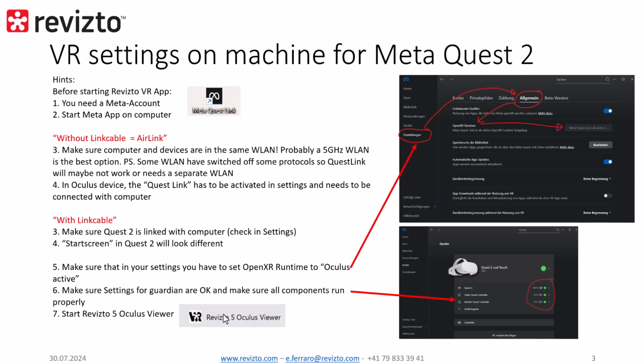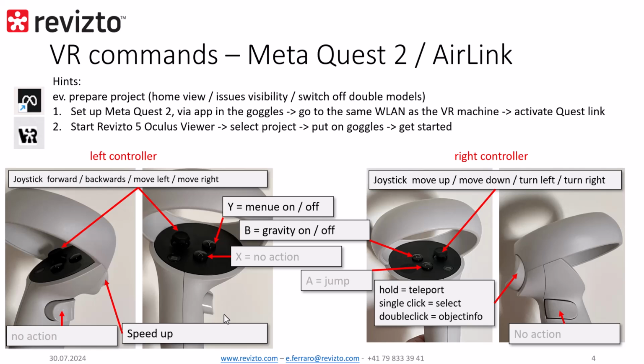So when you use then the goggles with controllers, just to know, you have one button here, the Y button, to switch on the menu on and off. You have the gravity on the left controller. On the joystick, you have the possibility to move forward, backward, left and right. On the right controller, you could move up and down, turn left and right, and you could teleport you with the trigger, and you could speed up with the left trigger.